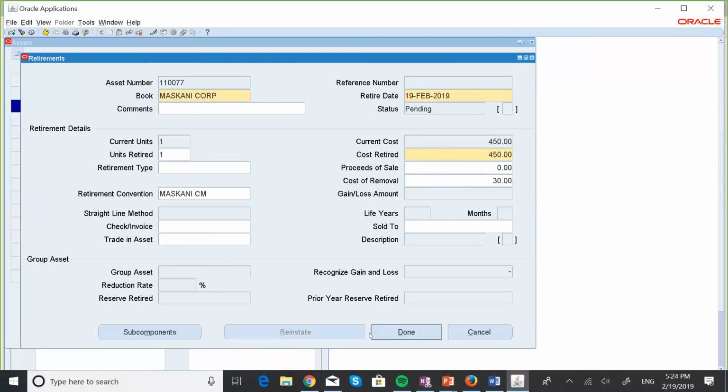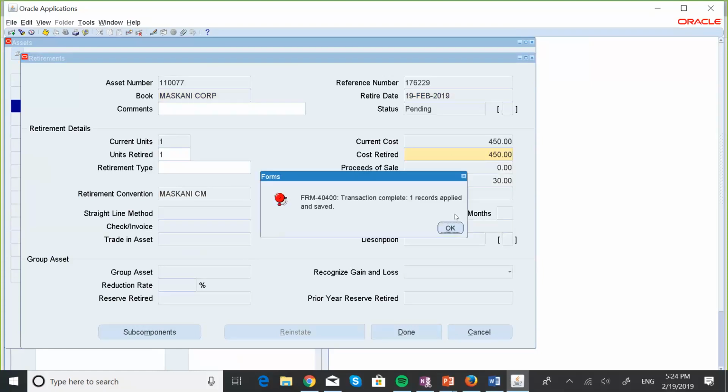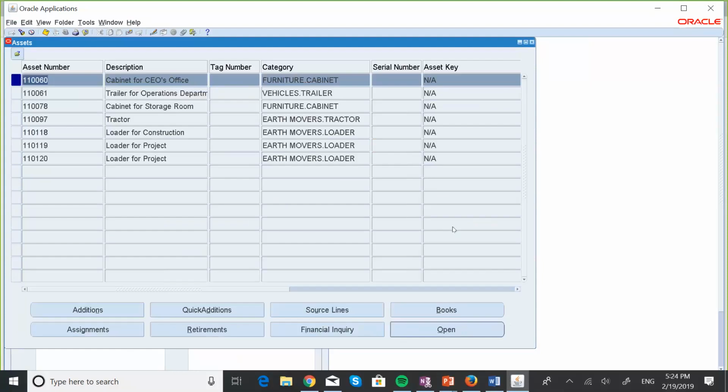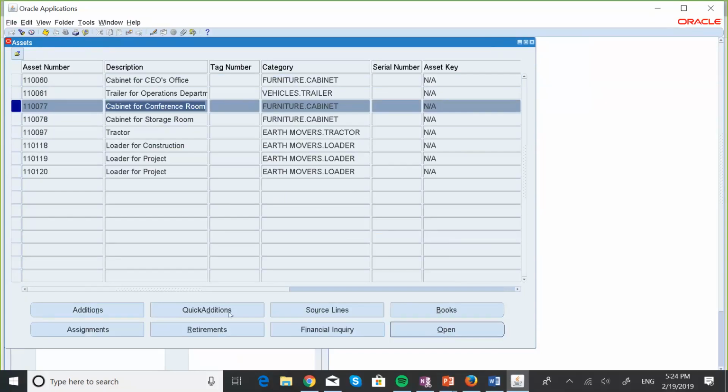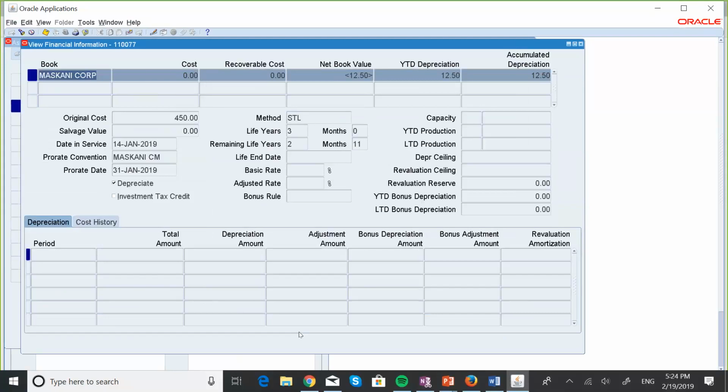So with that, you can click on done. So which one did you retire? We retired the cabinet for storage for conference room. And now you can see here that the cost has gone down to 0. Okay.